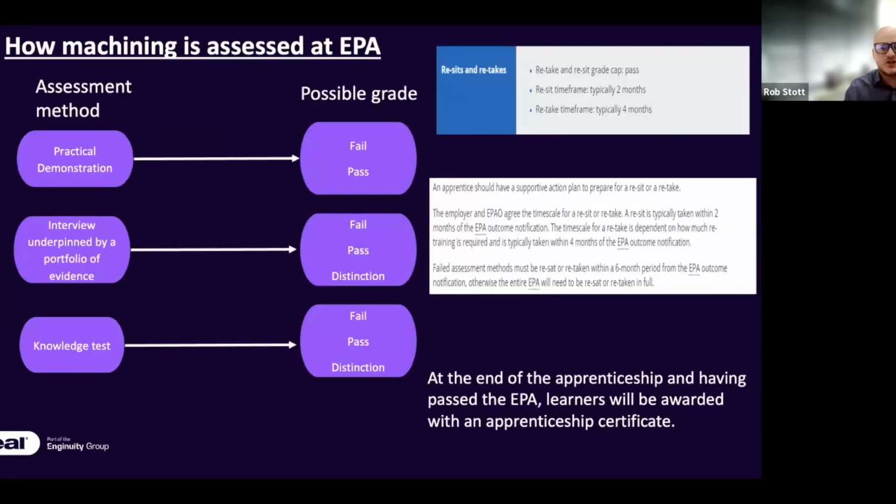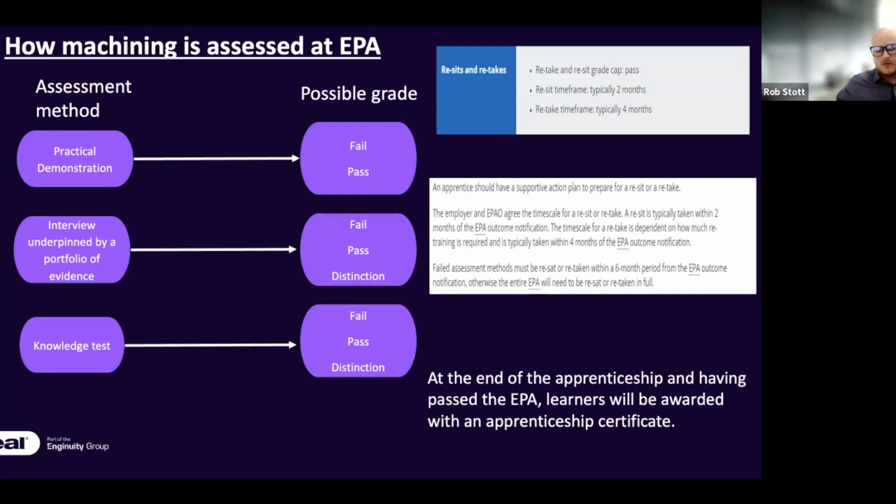Let's just have a look how machining is assessed at EPA, because there are some significant changes when you compare it to engineering technician. We have 3 different assessment modules. The practical demonstration is graded as fail or pass. We have the interview underpinned by a portfolio of evidence, graded as fail, pass, distinction. And then we have the knowledge test, which again is graded as fail, pass, distinction. The overall apprenticeship is also graded as well.